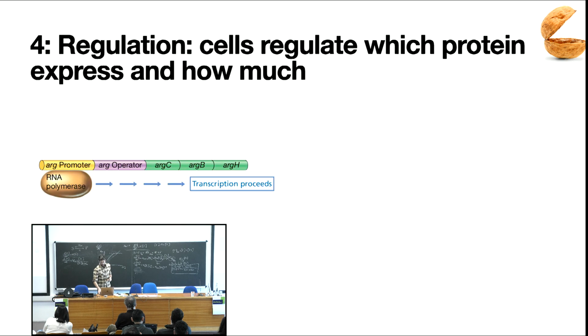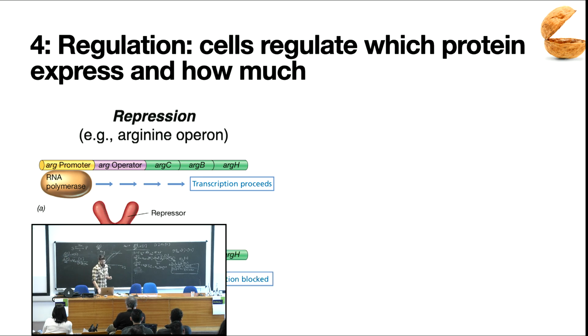Okay. The answer is regulation. What I told you so far is that you have some region on the DNA, and then RNA polymerase attaches to DNA and starts transcribing. It starts reading the instructions written on DNA and producing this messenger RNA, that then serves to produce proteins. Now, a missing part of what I told you is that there are other proteins, which are called transcription factors, which can bind to DNA.